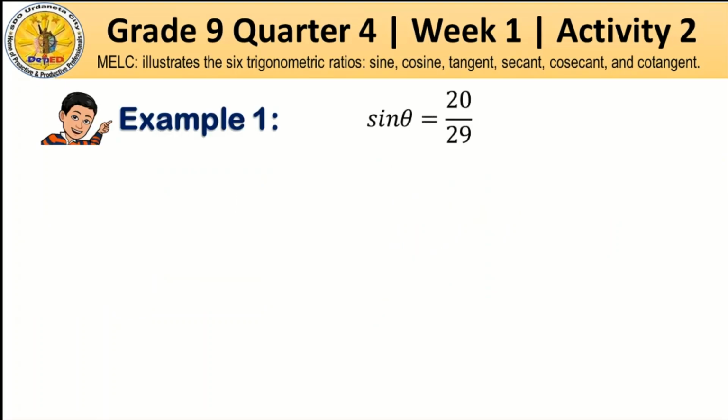Sine theta is equal to 20 over 29. We know that sine theta is also equal to opposite over hypotenuse. In determining the trigonometric ratios, we need the opposite side, the adjacent side, and the hypotenuse. But in this example, we only have the opposite side and the hypotenuse. So, kailangan muna nating hanapin ang value ng adjacent side.